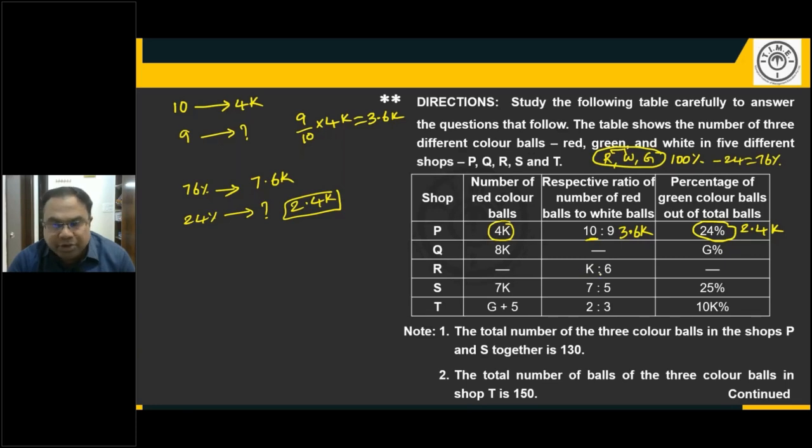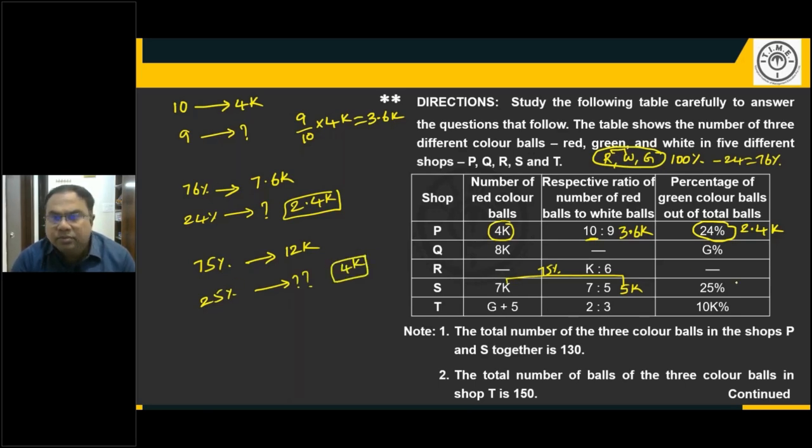Look at here, K is to 6. We can't do anything here. Look at this. 7K, 7 is to 5. So 7 represents 7K, 5 represents 5K. No need to write also. 7 parts 7K, 5 parts 5K. This is 25%. That means these two put together should be 75%. So 75% is equal to 7K plus 5K, 12K. 25%, how much? 25% is 1/3 now. 1/3 of 12 is 4K. So this is 4K. Right?